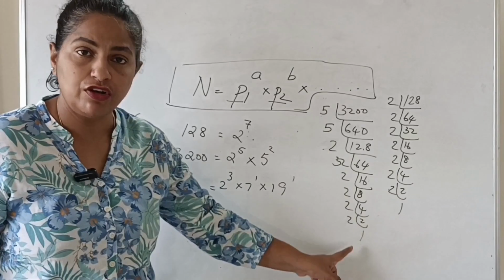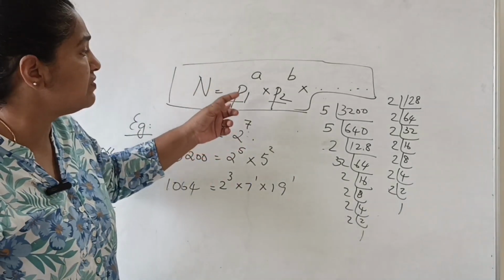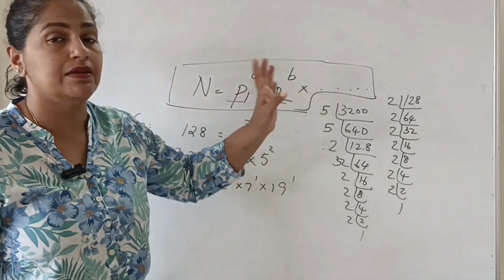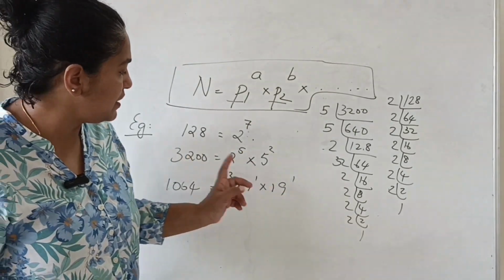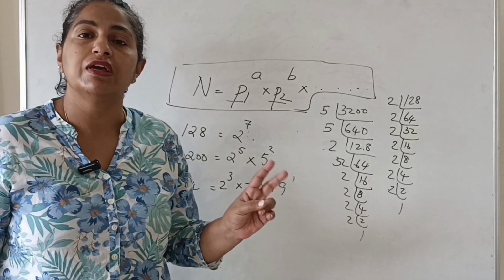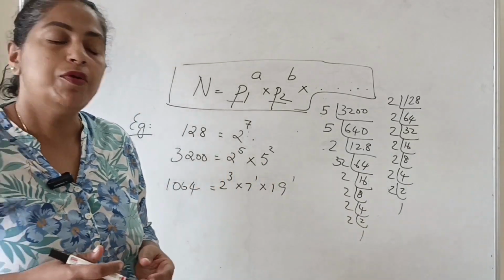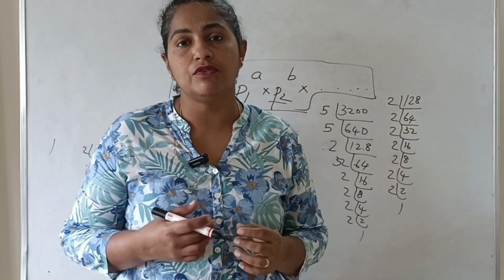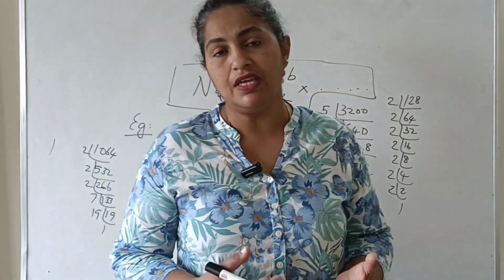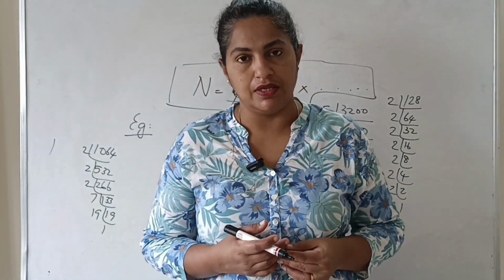This is the prime factorization of 3200. You can see that in this case we have got p1 and p2 and a and b. Okay. 1064, you have p1, p2 and p3, with a, b and c. So depending upon the value of the number over here, the number of prime numbers used in this formation can vary and the powers also can vary.